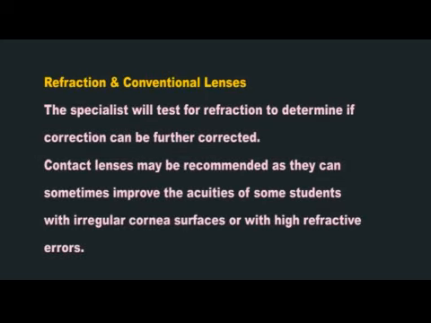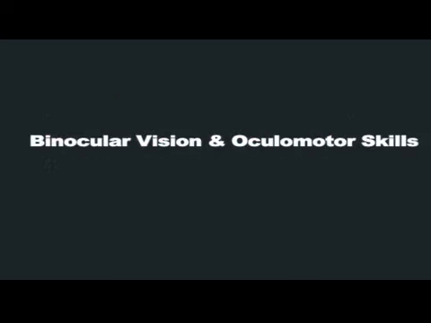Refraction and conventional lenses are also to be tested. The specialist will test for refraction to determine if correction can be further improved. Contact lenses may be recommended as they can sometimes improve acuities of some students with irregular cornea surfaces or with high refractive errors. The next assessment is binocular vision and oculomotor skills.